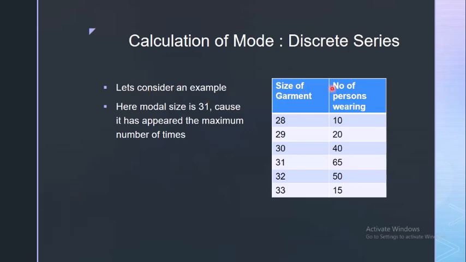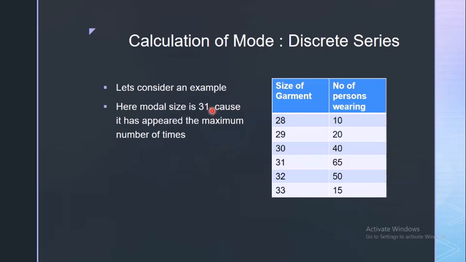Now an example is given here, that is the size of the garment and the number of persons wearing or using that particular size. It is clear that by looking at the table you can find out that 65 persons use the size 31. So here 65 is the maximum number, the highest number given in the frequency, and the corresponding size of the garment is 31. So 31 is the modal size because it appears the maximum number of times.